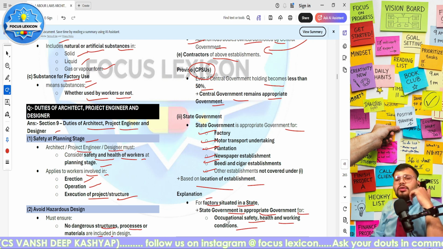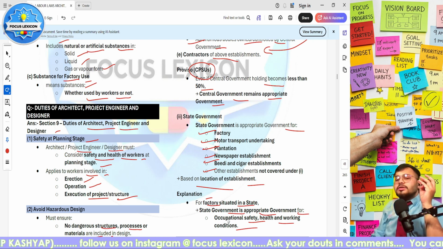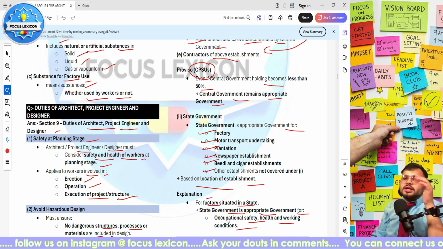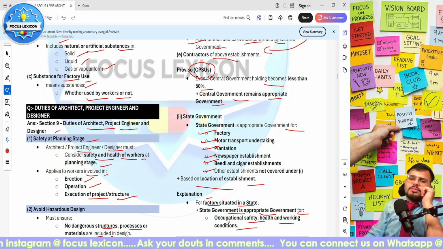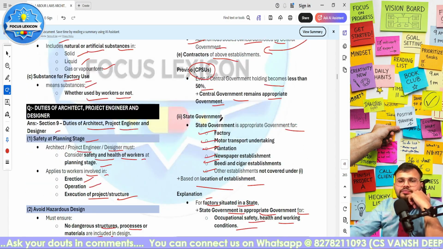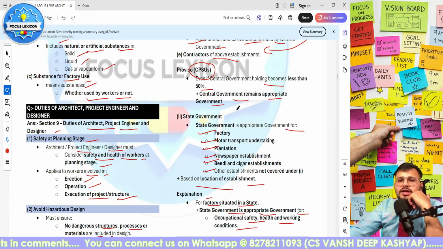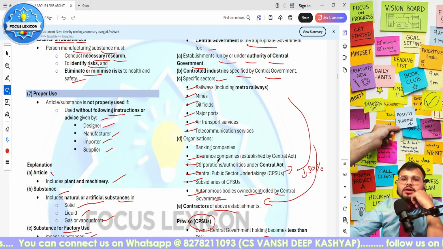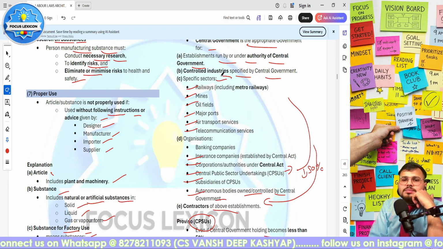And all your regulated industries like banking companies, insurance companies, and all your CPSUs and aerospace and all that, the central government is the appropriate government for them. Okay. Next is controlled industry. Now, controlled industry is being talked about here. Controlled industry is specified in the central government.